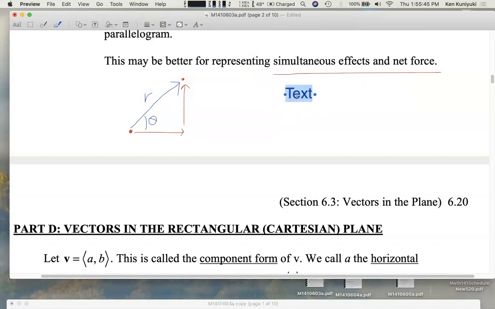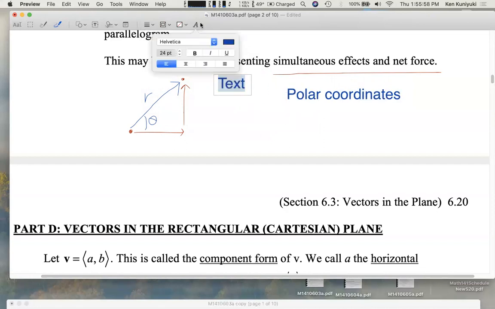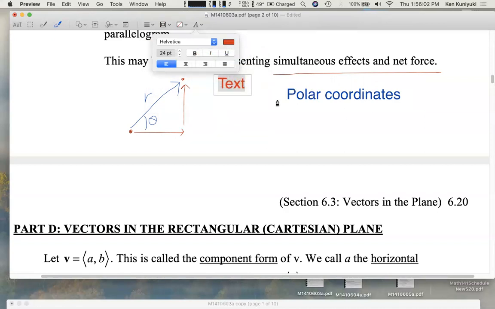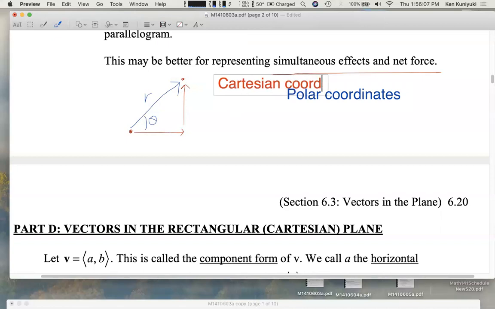I'm considering polar coordinates. Cartesian coordinates versus polar coordinates. Cartesian coordinates thinks more in terms of horizontal and vertical displacements. Polar coordinates are thinking in terms of distances and direction. Sound familiar? Magnitude and direction.